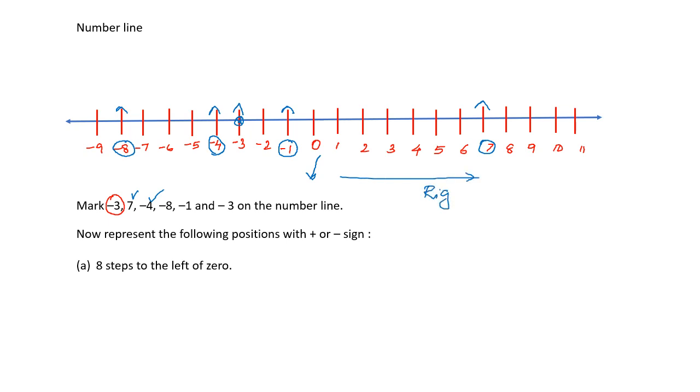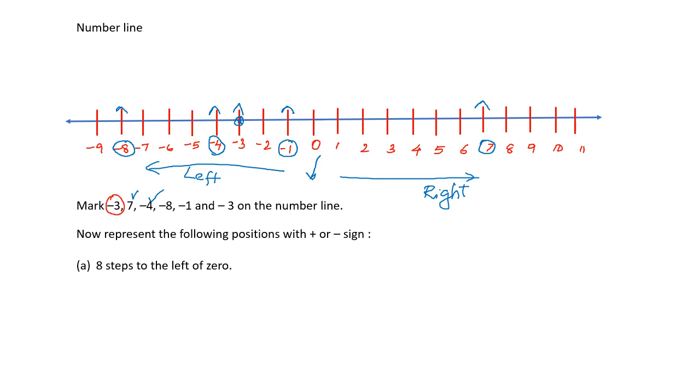Right hand side. Our right hand side is this way. So that is the right side. Then the opposite side is the left side. Okay. So the first question is 8 steps to the left of 0. So from 0, 8 steps to the left.